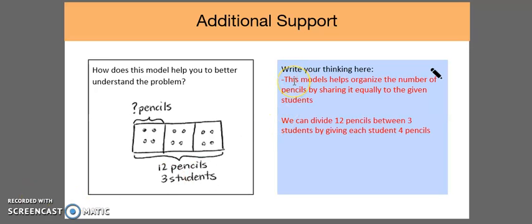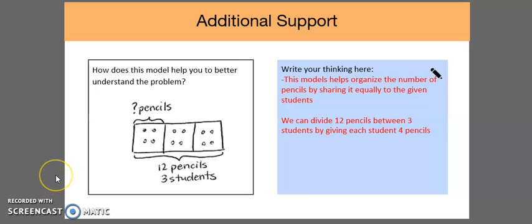So in looking at this, the model helps organize the number of pencils by sharing it equally to the given students. We can divide 12 pencils between 3 students by giving each student 4 pencils. And that's indicated in this diagram. We have a total of 12 pencils. There are 3 sections, and each of the sections have 4. And if we add up 4 plus 4 plus 4, we get the same value of 12 pencils.